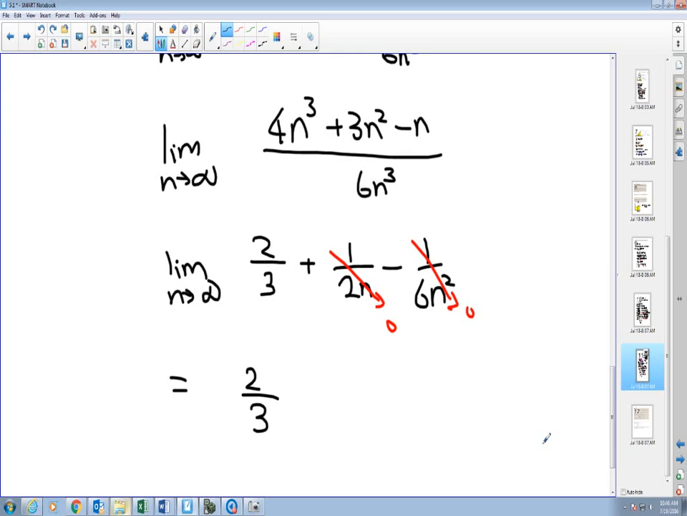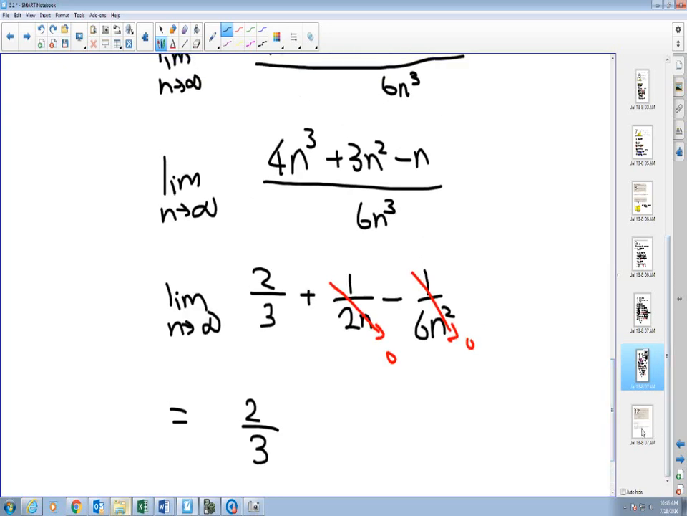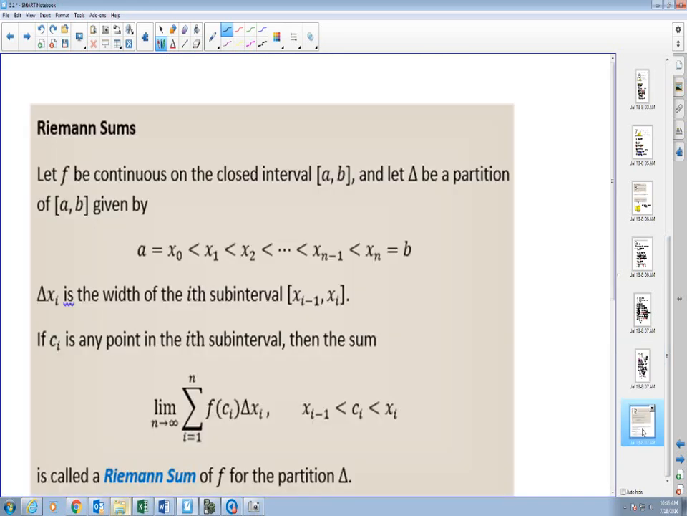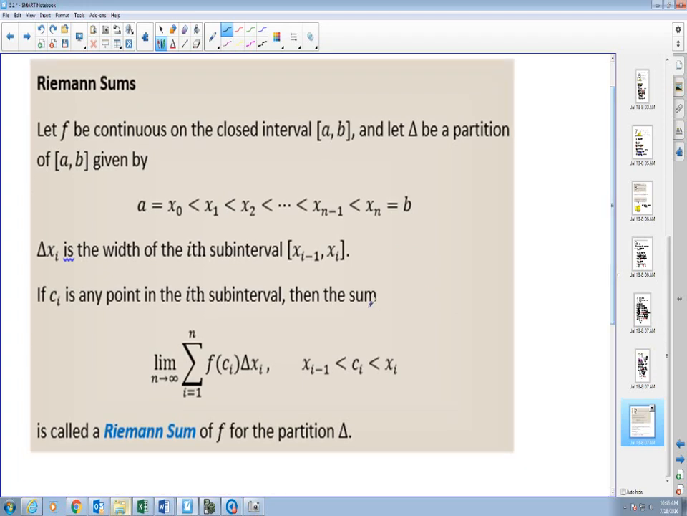Alright, so all these summations here eventually lead to something called the Riemann sum. The Riemann sum has a lot less restriction. So if I have a function that is continuous on a closed interval from a to b, let delta be a partition of the closed interval a to b, given by the beginning of the interval, x of 0, x of 1, x of 2, all the way to x of n minus 1. I purposely write this again, and the last one is x of n. These are the number of partitions or subintervals.